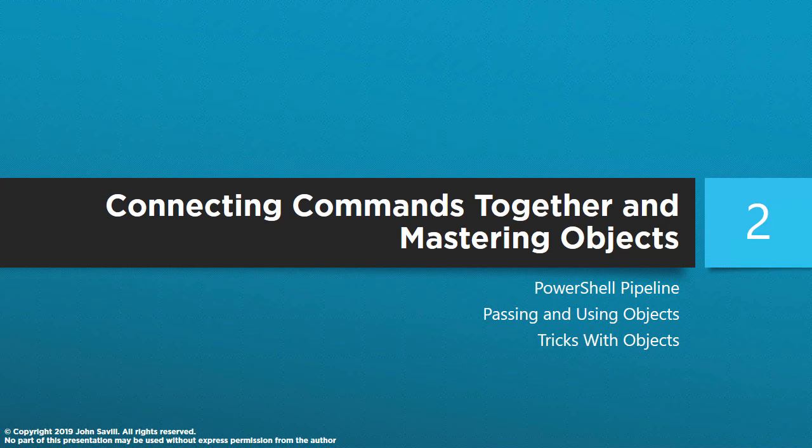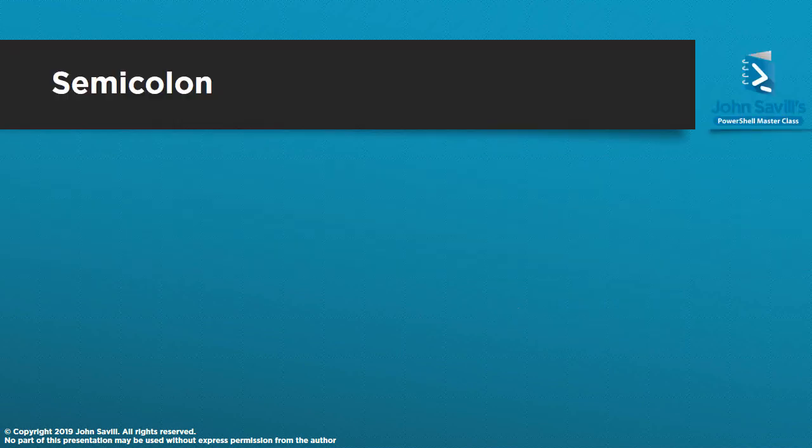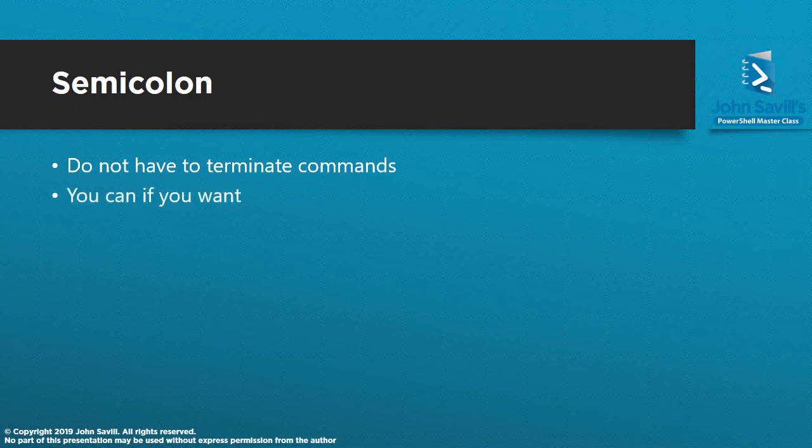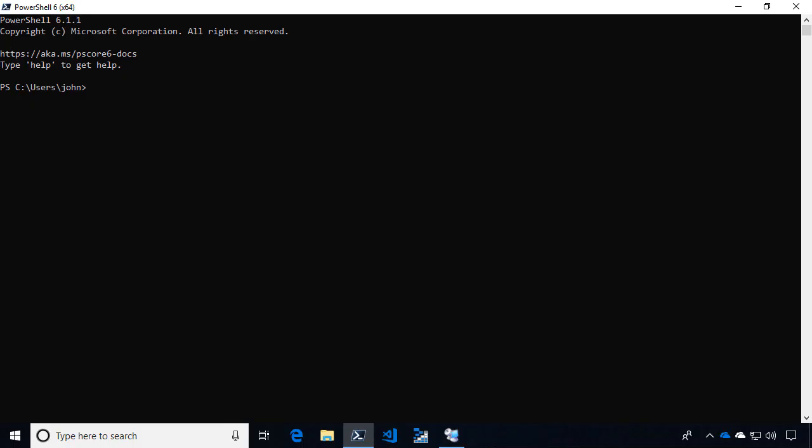Now, before we get started there, just a quick note on the semicolon. In some languages, I have to put a semicolon at the end of the command. I do not have to do that in PowerShell, but you can if you want to. So if I was to go to my PowerShell window, I can absolutely just write a command, hello world. I can, if I want, add a semicolon to the end. It doesn't do anything different.